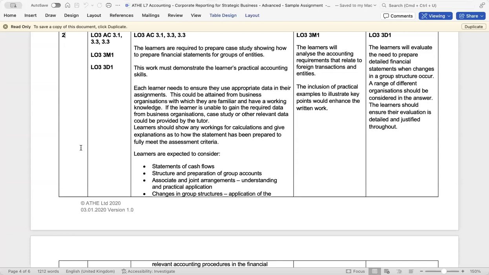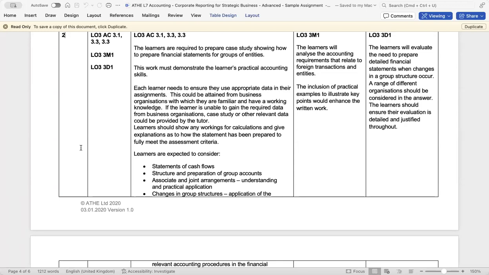In our lecture three, the third lecture covered the requirements of International Accounting Standards. The third lecture covered the requirements of IAS 7, which deals with the preparation of the statement of cash flows, and the preparation of group accounts incorporating associates and joint arrangements.